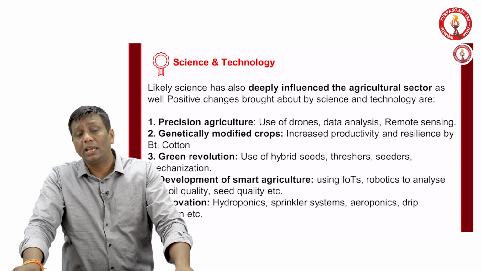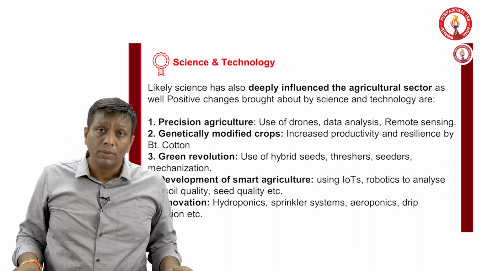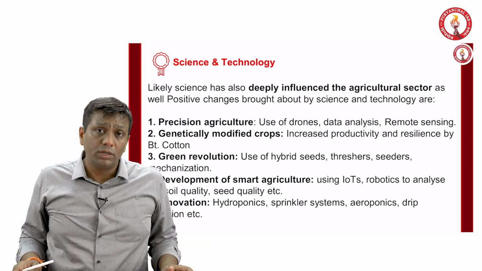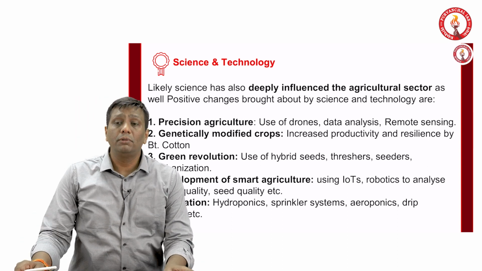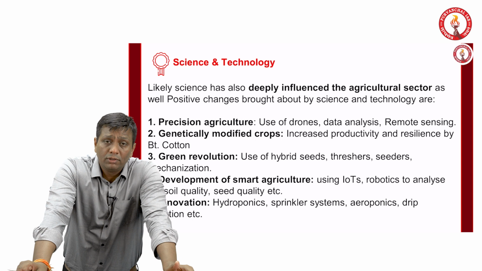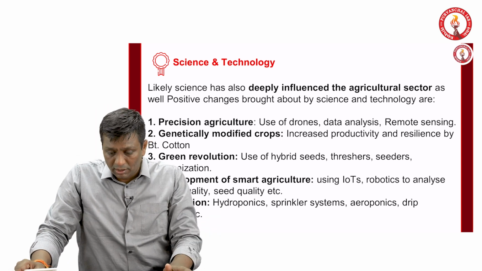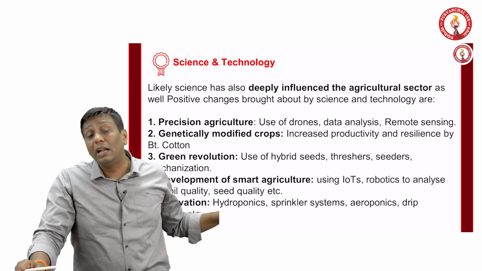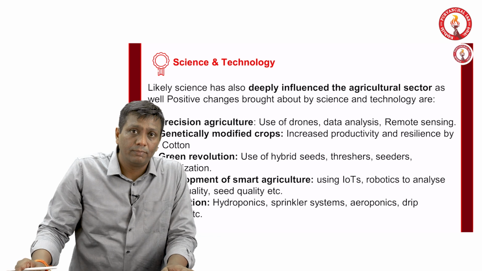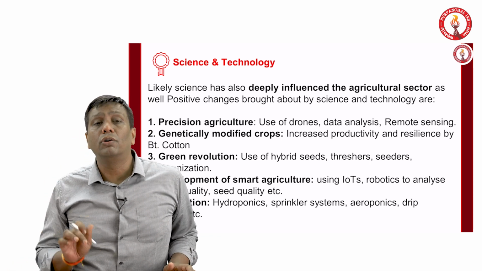Smart agriculture, like Internet of Things and robotics for the analysis of soil quality. These all topics are part of smart agriculture. Innovations, a lot of new topics and new research: hydroponics, soil-less culture people are trying, aeroponics, aquaponics, drip irrigation, sprinkler irrigation, endless, guys, endless. In this type of answer writing, even knowledge of geography will help you.